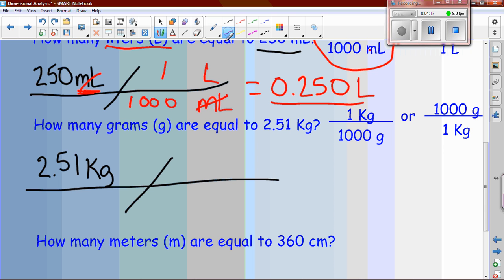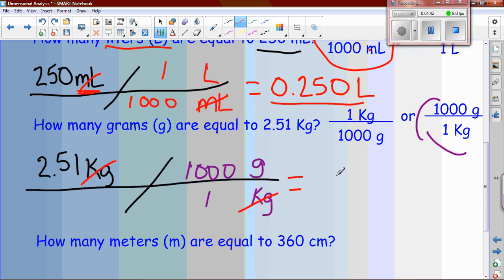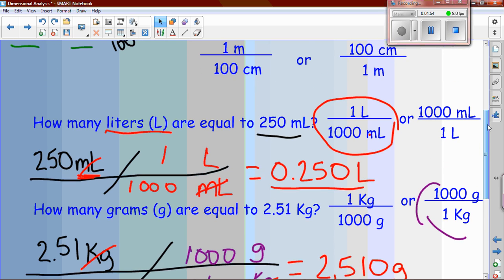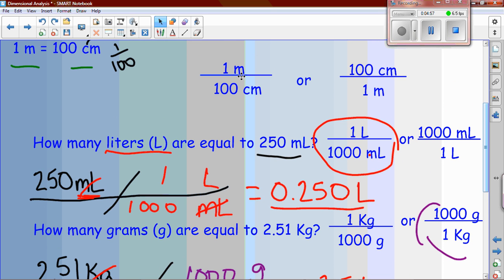Okay. And what are we going to put on the bottom? Kilograms on the bottom, grams on the top, and which is the one we need? Boom, right here. 1,000 grams on the top, 1 kilogram on the bottom. So 1,000 grams for every 1 kilogram. Again, that allows kilograms to now cancel out. And when we multiply across the top, we get 2,510 grams. And that's the end of that answer. See, not so bad, huh?